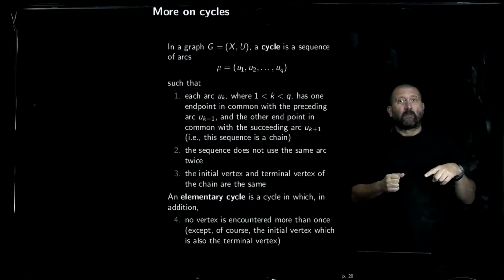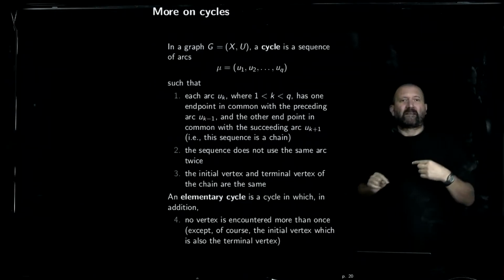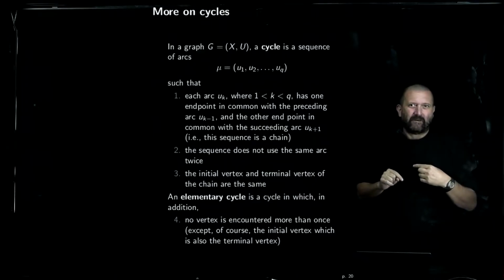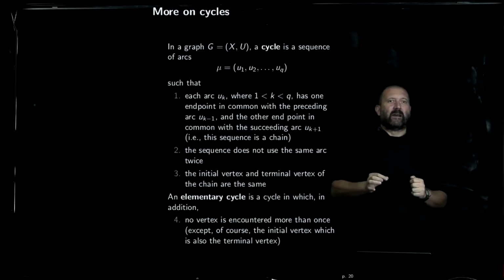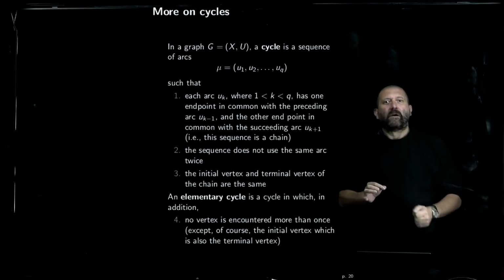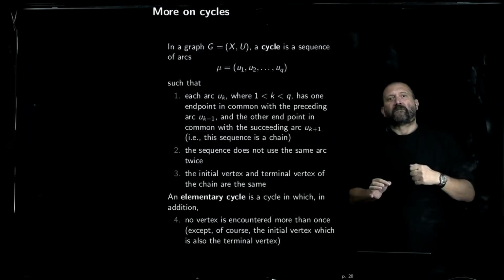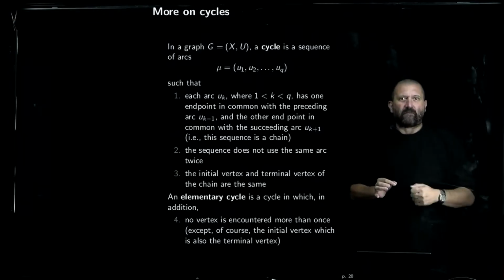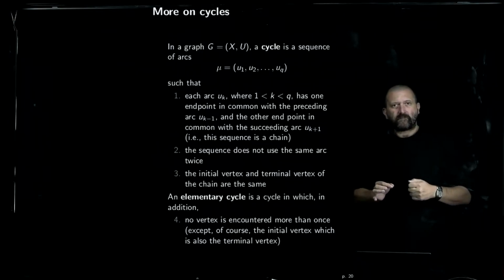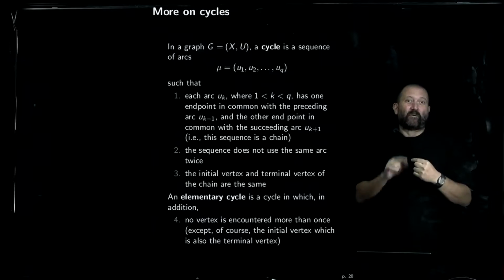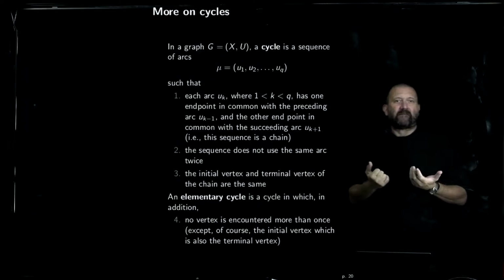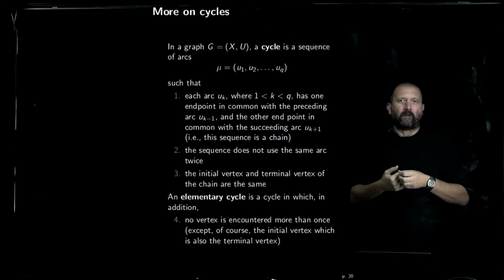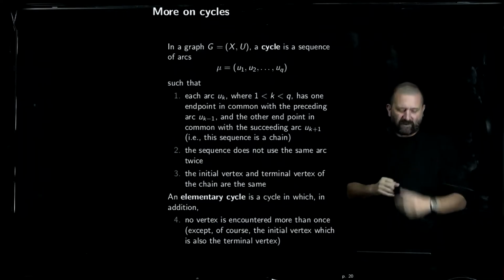And we have a cycle because we cycle back to where we started. Okay, so the initial vertex and the terminal vertex of a chain are actually the same. And if additionally we only encounter each vertex a single time, except of course the endpoint and the start, then what we have is an elementary cycle. Okay, so I'll give you an example right away.